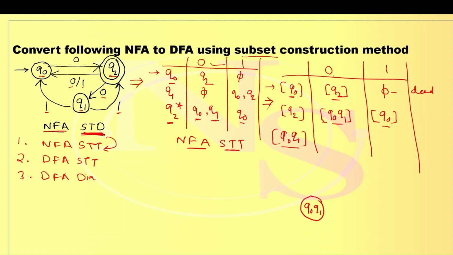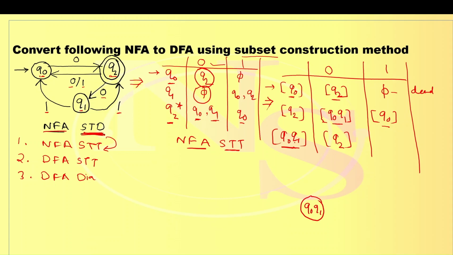Q0 Q1 reading 0. How to find transition for this? Q0 on reading 0 going to Q2. Then next one is Q1 reading 0 going to phi. So combine this, Q2 union null is Q2 only. So Q0 Q1 reading 0 going to Q2.